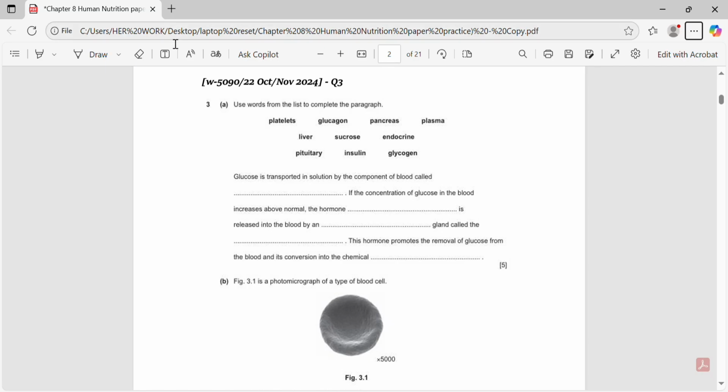So this is a multiple choice style question, but in paragraph form. We need to pick the correct word from the list for each blank space. Before jumping into the answers, let's understand what the paragraph is about. This paragraph describes how glucose is transported in the blood, and how the body responds when blood glucose levels rise above normal. Here's how we'll approach it.